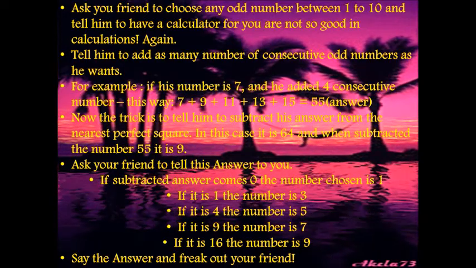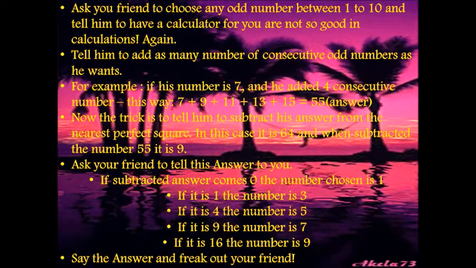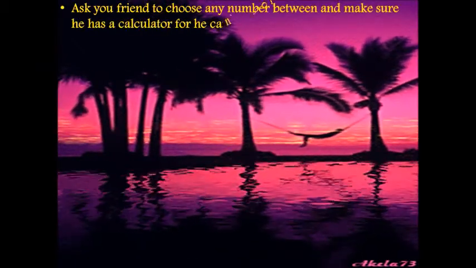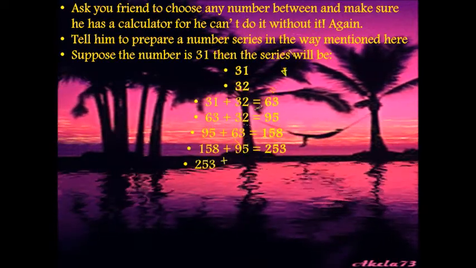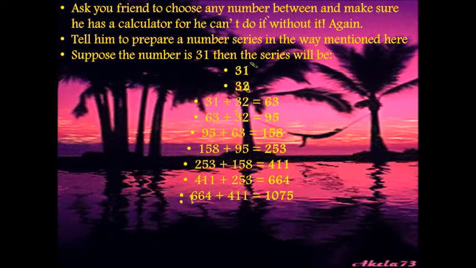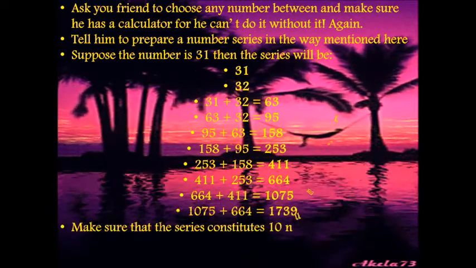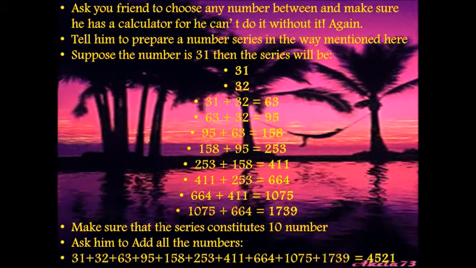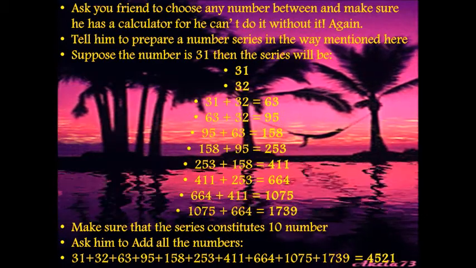So let's move to the third and the most important trick. Trick number 3, over and over again. Ask your friend to choose any number between infinity and make sure he has a calculator, for he can't do it without it. In this case, he can choose any negative number, a fractional number, even a rational number, anything, complex number, anything. Tell him to prepare a number series in the way mentioned here.